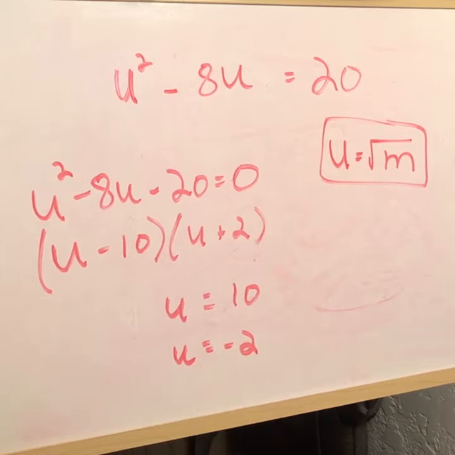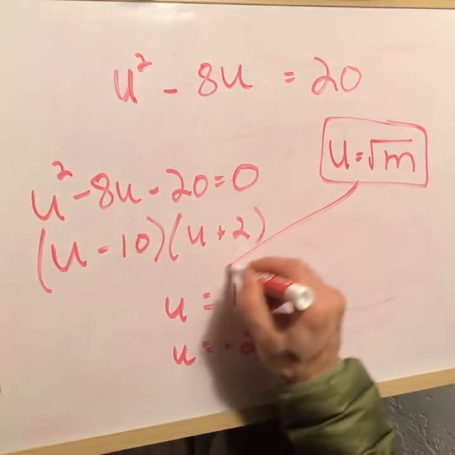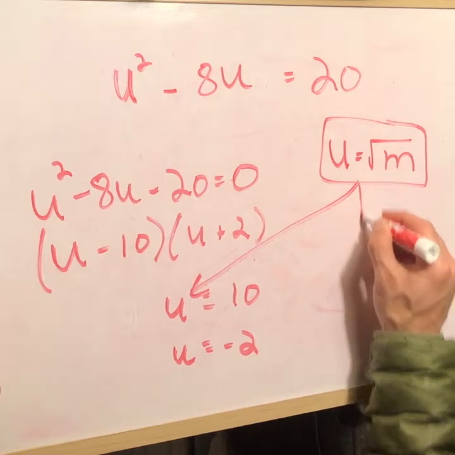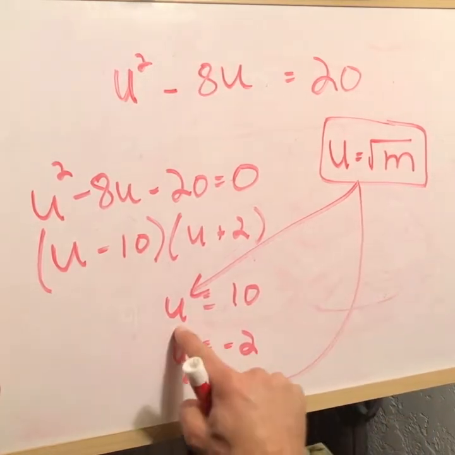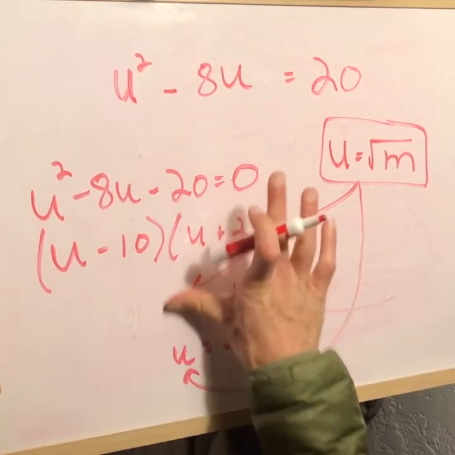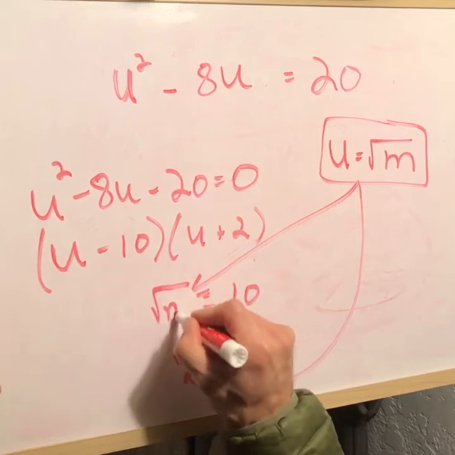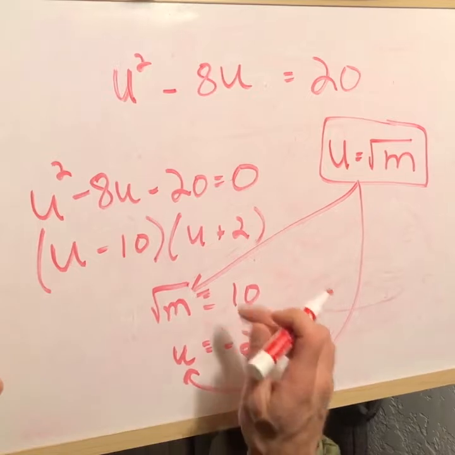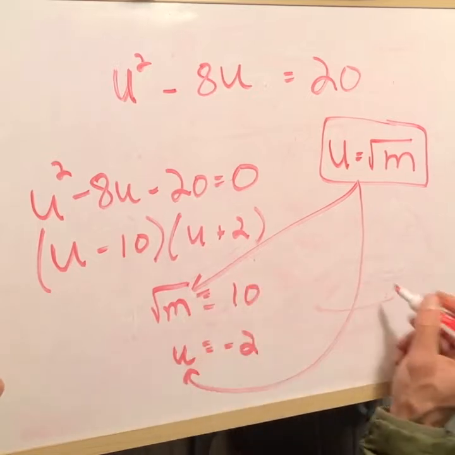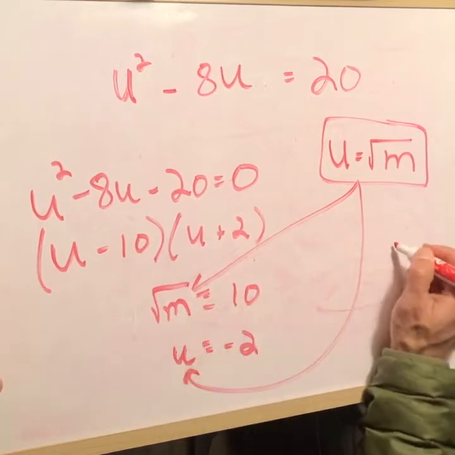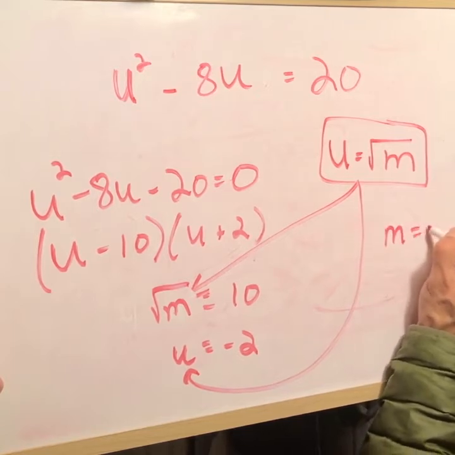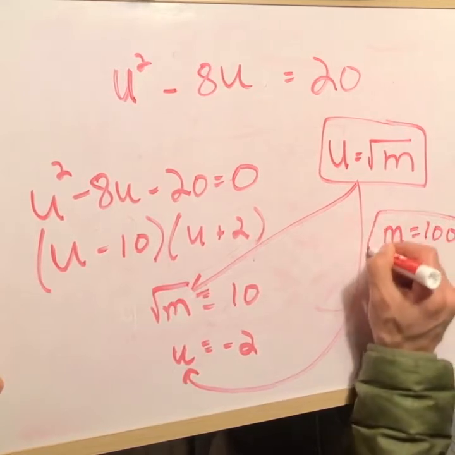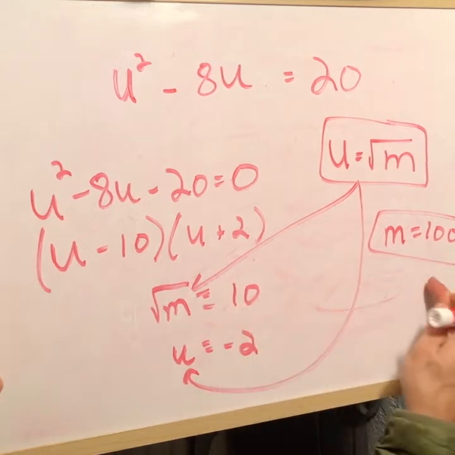Now, I'm going to take this and substitute it back. So instead of u, it's actually the square root of m. Square root of m is equal to 10, so I would square both sides. And I'm going to get, one of the answers is going to be m equals 100. That's for this. Let's see if it works.